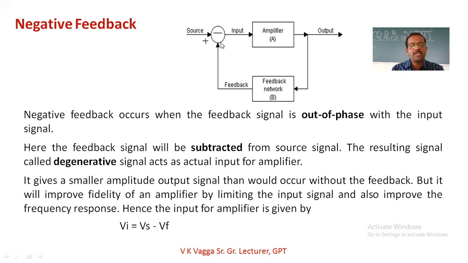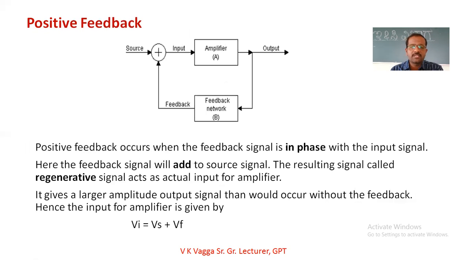Obviously, if it is subtracted, the input will be smaller in this case. But it will improve the fidelity of an amplifier by limiting the input signal, and also improve the frequency response. This will become known in the succeeding slides. So the input for an amplifier is given as VI equals VS minus VF, where VI is the input for the amplifier, VS is the source, and VF is the feedback input.